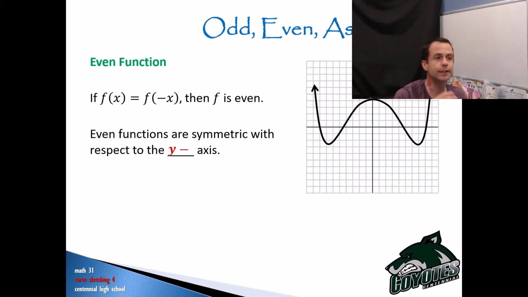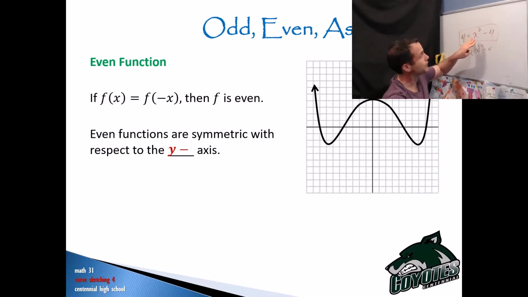So if I want to test to see if a function's even, all I do is replace all my x's with negative x and see what I get. If I end up getting the same function, then it's even. Now, you may be like, well, how would that ever work? Well, think about it. If I gave you y equals x squared minus 4, and we replaced x with negative x, we'd be looking at y equals negative x squared minus 4. But negative x squared is still just x squared. So this guy is an even function.